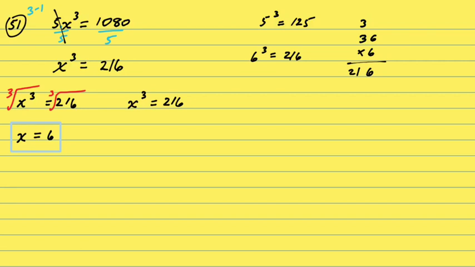You can also think of it as raising it to the reciprocal power. Raise both sides to the 1/3 power. When you do a power to a power, you multiply your exponents. So that gives you the x that you're looking for, and you end up with the same result.